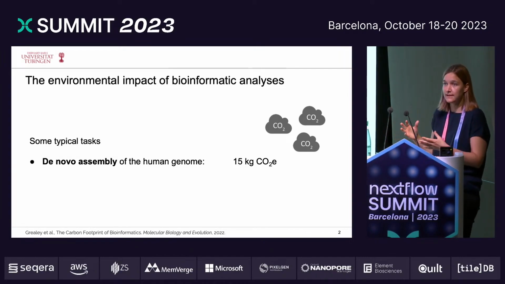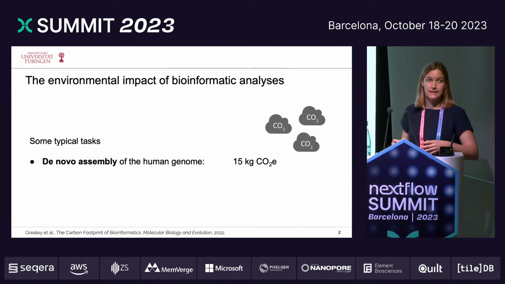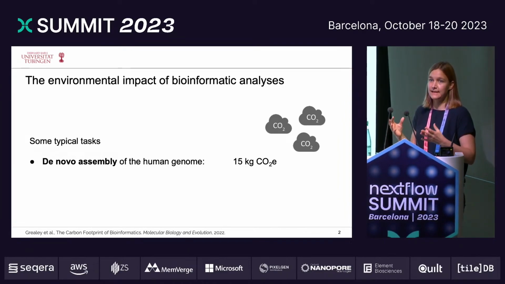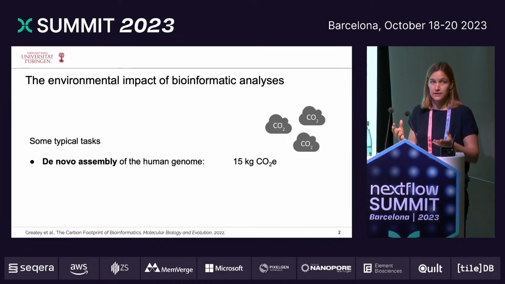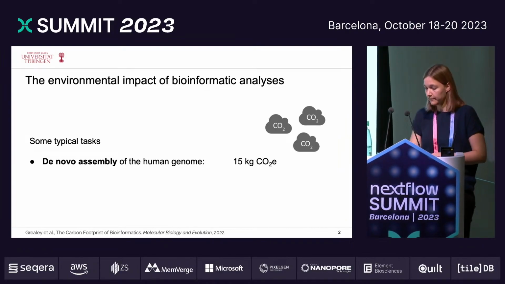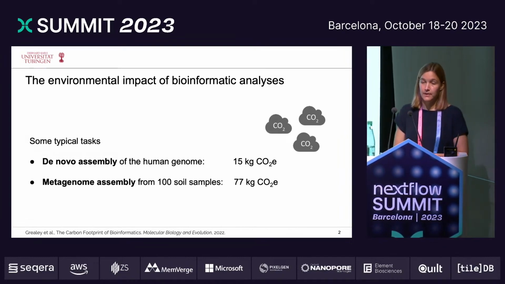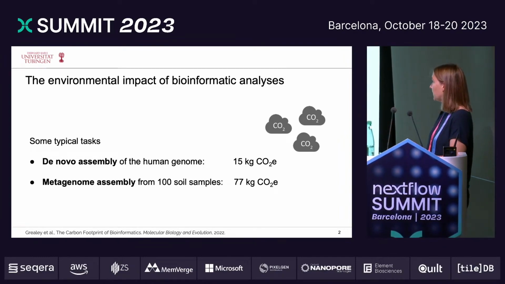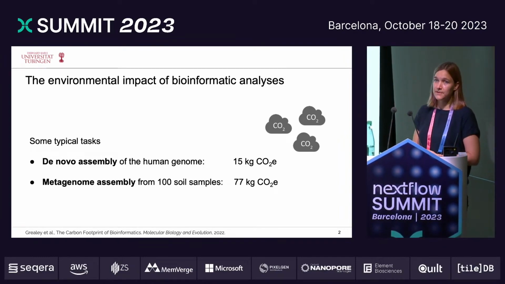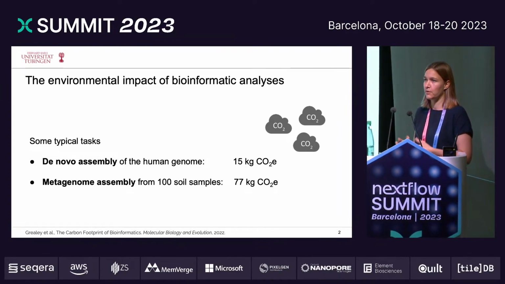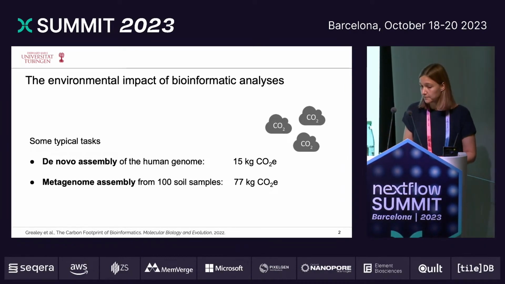So back to this 15 kilograms of CO2 equivalents, this would be comparable to driving 68 kilometers by car within Europe. The authors further estimated that a metagenome assembly from 100 soil samples generated an amount of 77 kilograms of CO2 equivalent, and this would be comparable to driving 440 kilometers by car. So this should be addressed somehow.